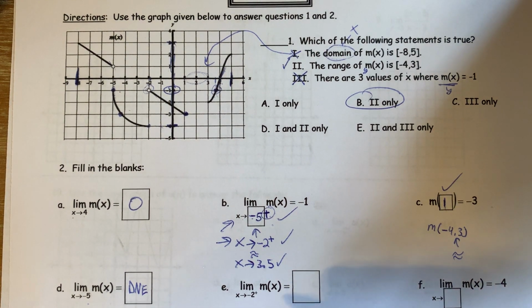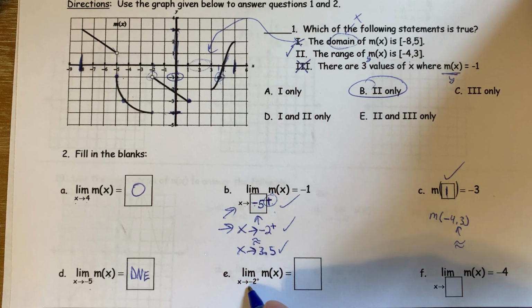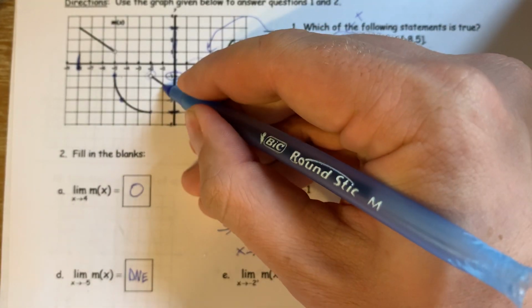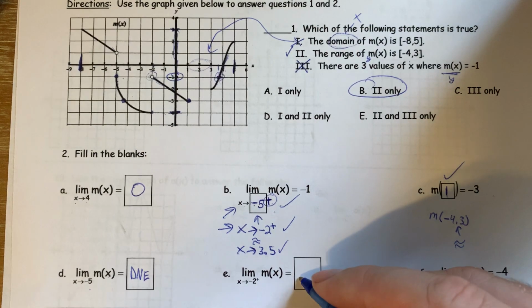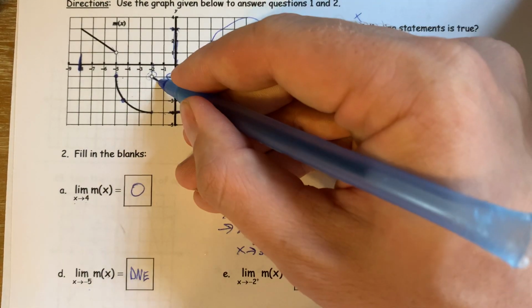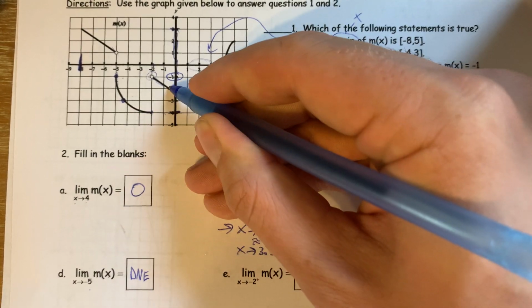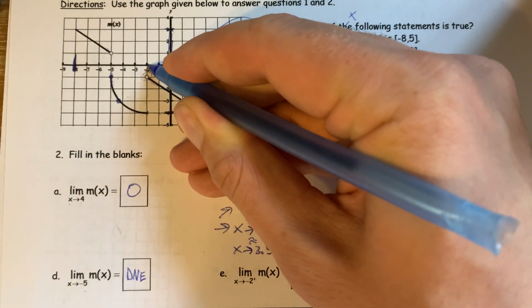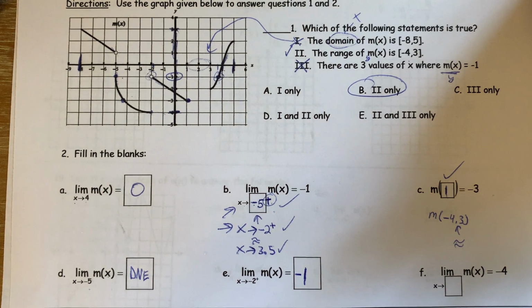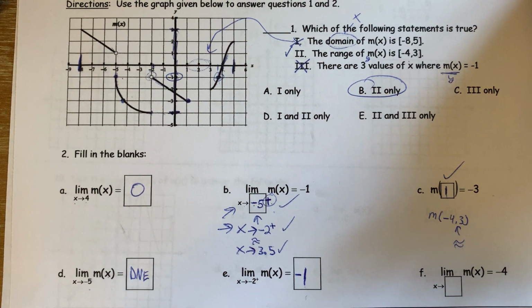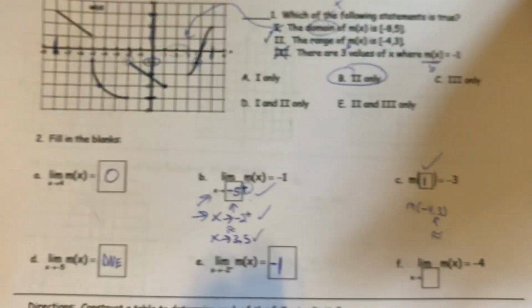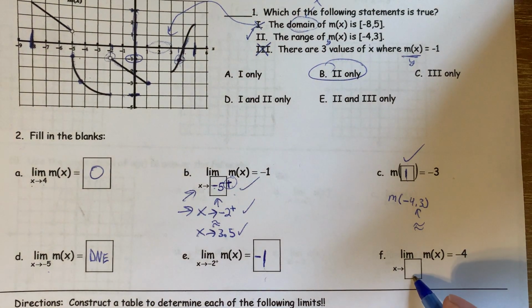Okay. Limit as x approaches -2 plus. That means -2 from the right of m of x. And so as we approach -2 from the right side, we get -1. As we approach -2 from the left side, that value is -4. But as we approach from the right side, when we're a little bit to the right of -2, the value is -1.